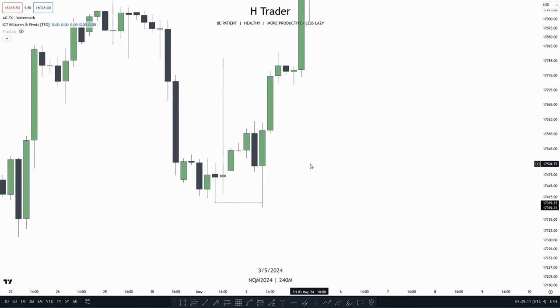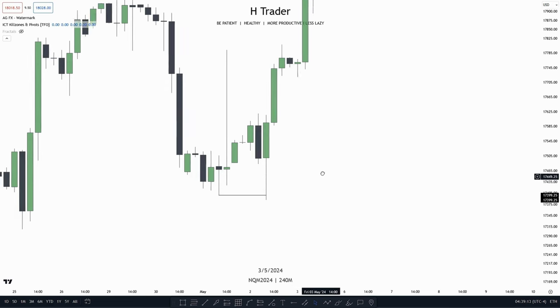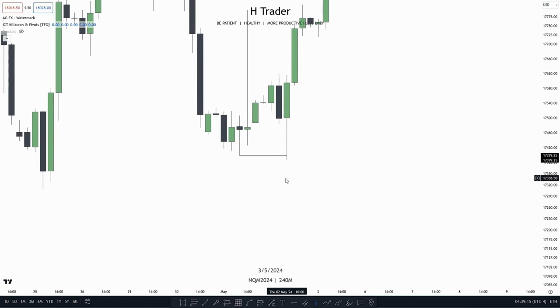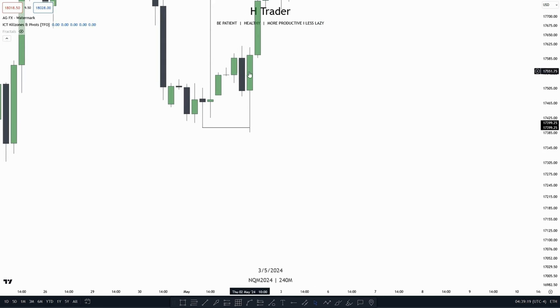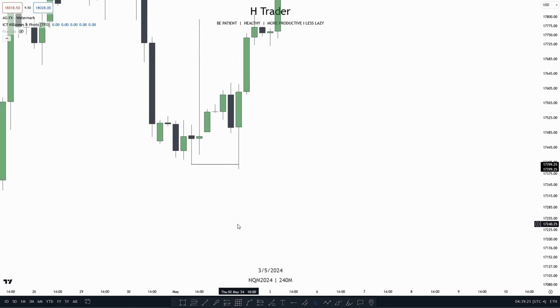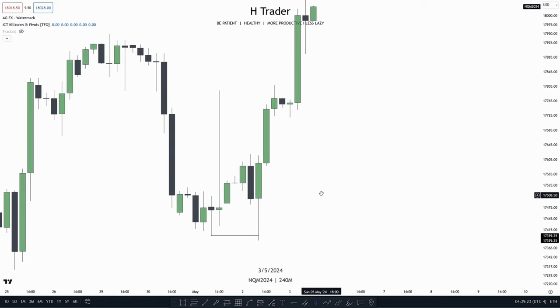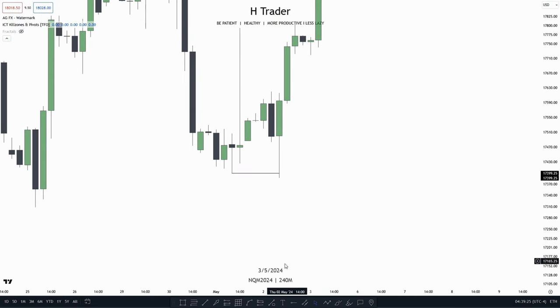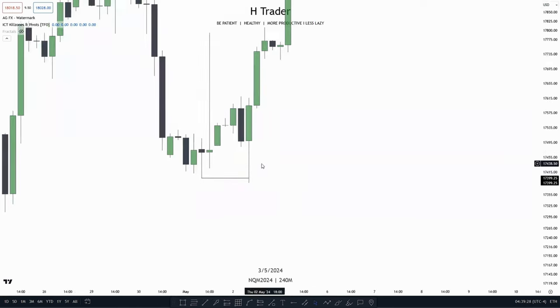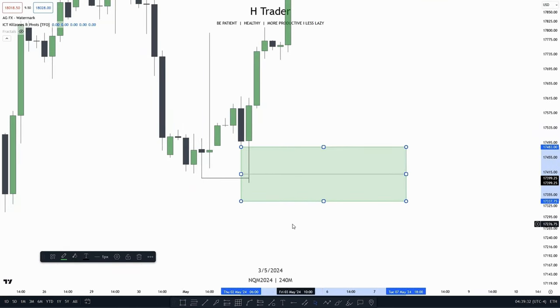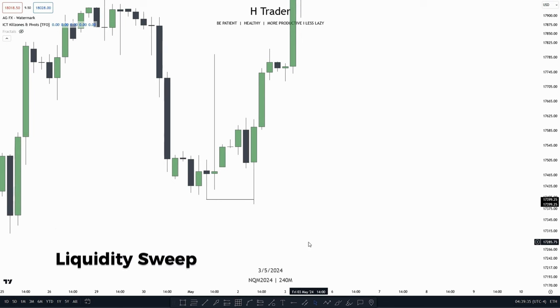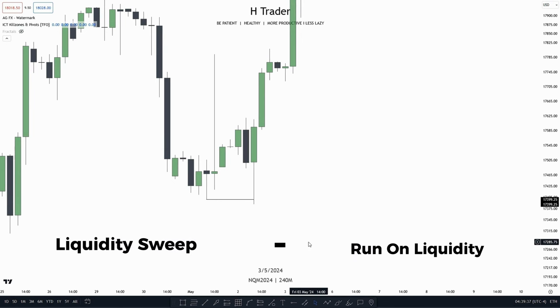To get an understanding of what a run on liquidity is, price runs out a low, meaning that when taking out that low, it does not show any form of pullback into the range again. It just runs lower. And we also usually see a valley gap get created in the meantime when price runs that low. So that's the difference between a liquidity sweep and a run on liquidity.